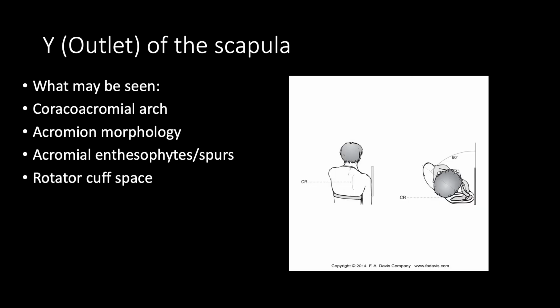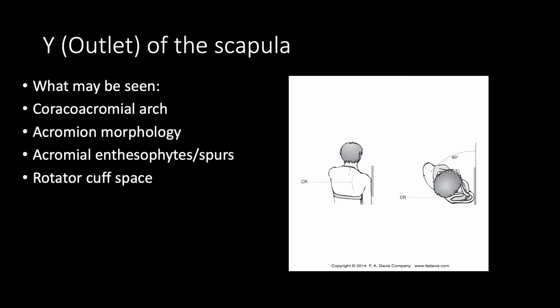The Y or outlet view of the scapula. Here you're really looking for this coracoacromial arch, any type of acromion pathology, bone spurs, and then you're also able to see the space for the rotator cuff as it goes out to the humerus.